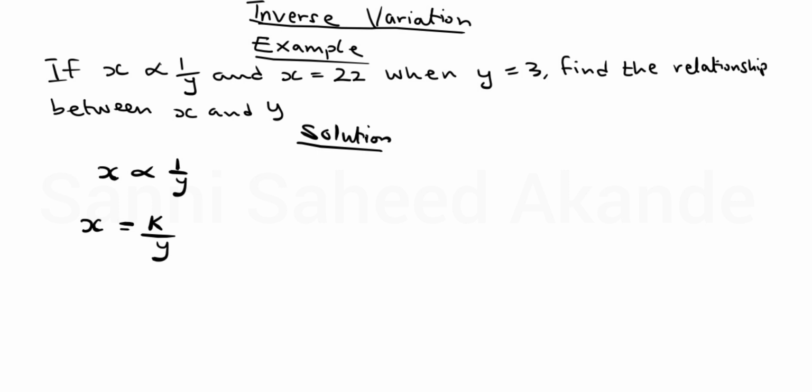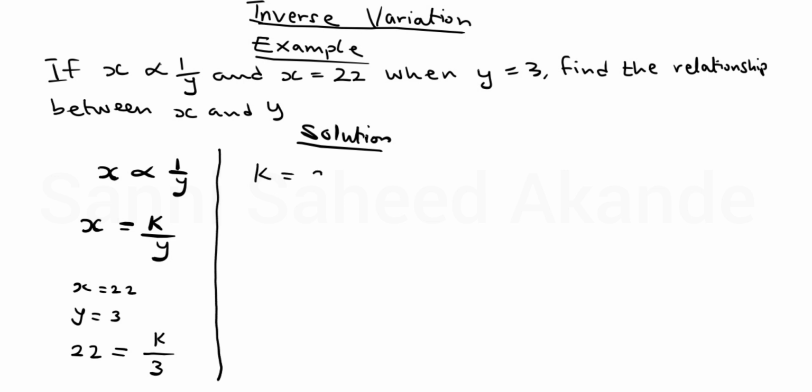As usual, we are going to find the value of the constant k. From the question, we are given that x is equal to 22 and y is equal to 3. We substitute these two variables into this equation, and then we have x, which is 22, equal to k divided by y, which is 3. When you cross multiply, you have k is equal to 22 multiplied by 3, and 22 multiplied by 3 will give us 66.